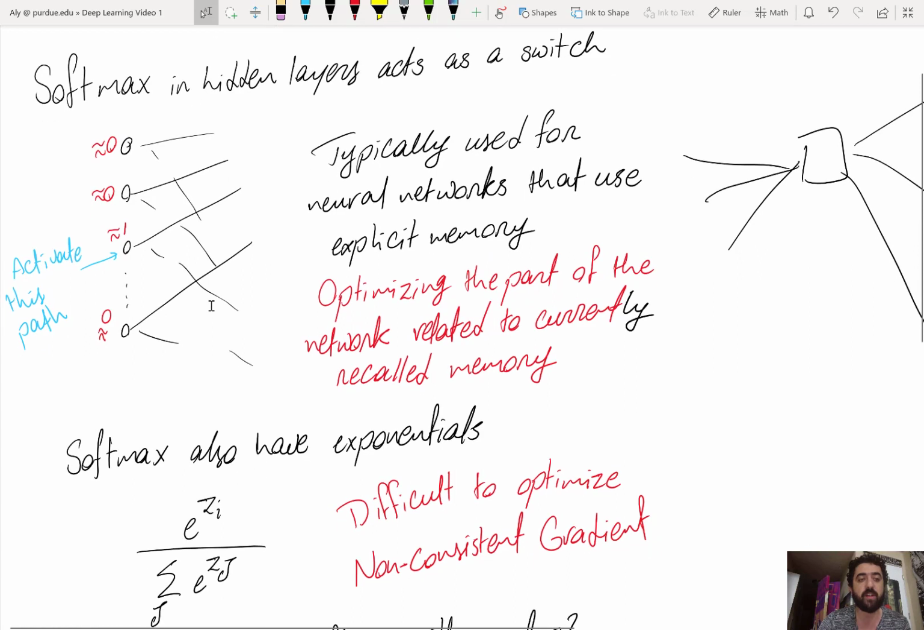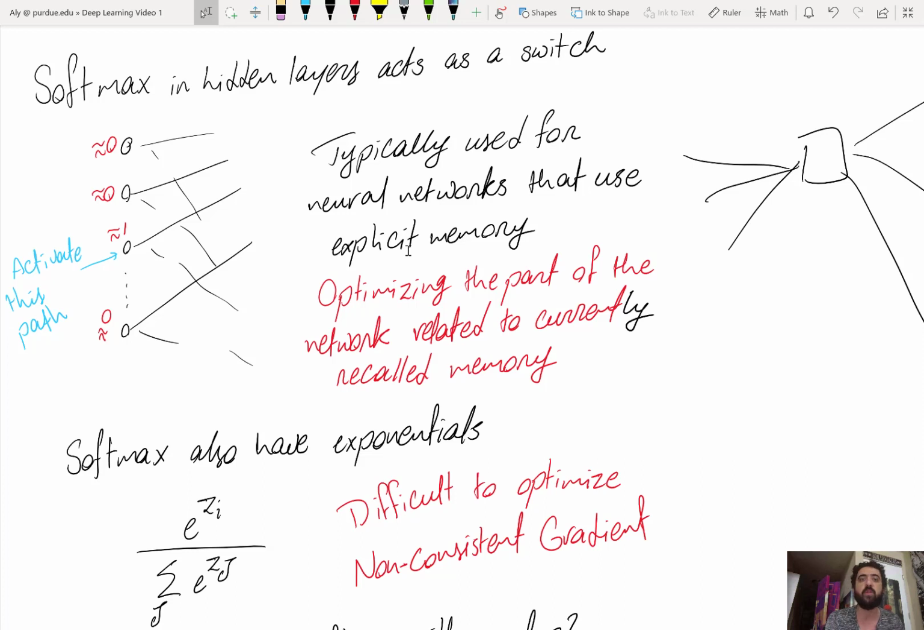Because of this functionality, softmax is typically used for very special neural networks, and these are neural networks that use explicit memory, that is, networks that manipulate explicit memory. One of the projects in this course will be on neural networks that use explicit memory, and you will see in the project that it's very difficult to optimize these networks. By explicit memory, we mean it's more similar to how we function. We consciously recall things. There is a memory where we store things and then we recall these memories.